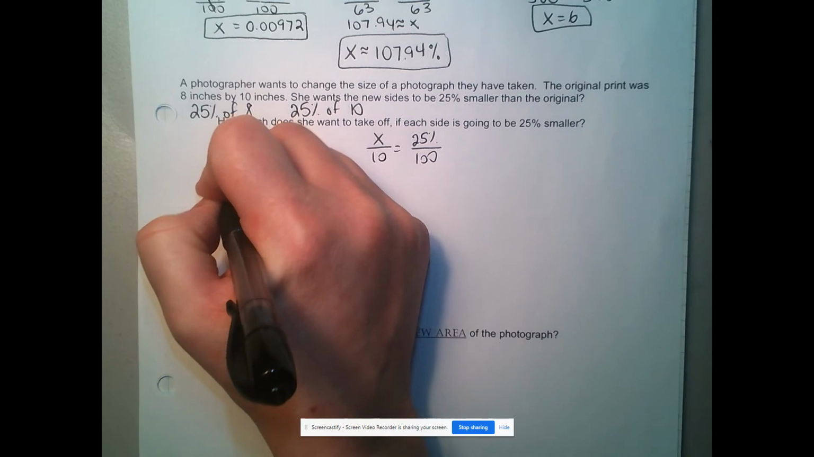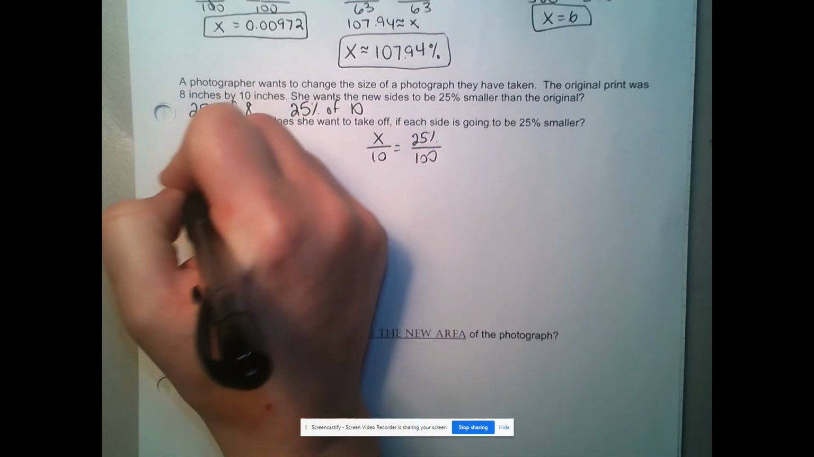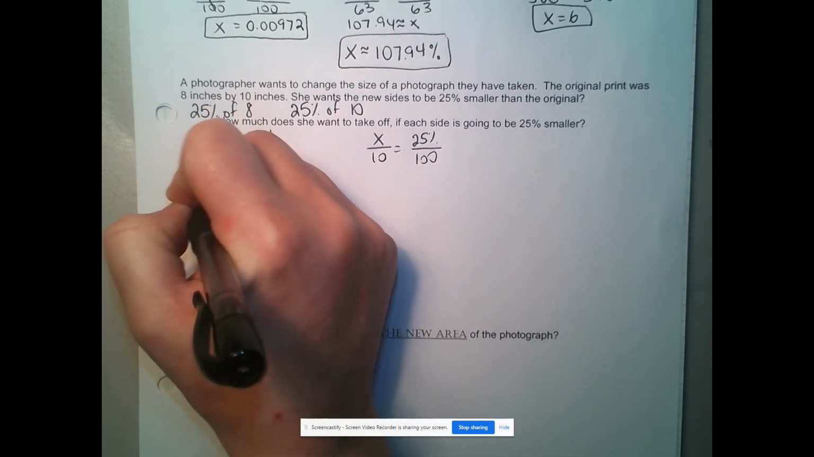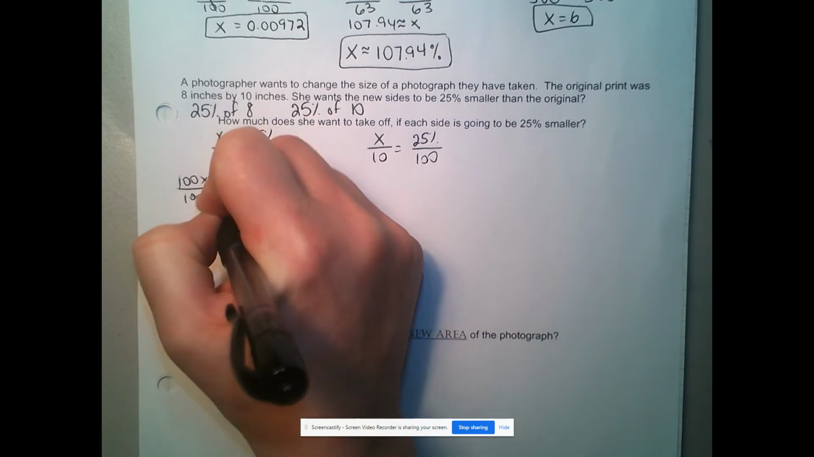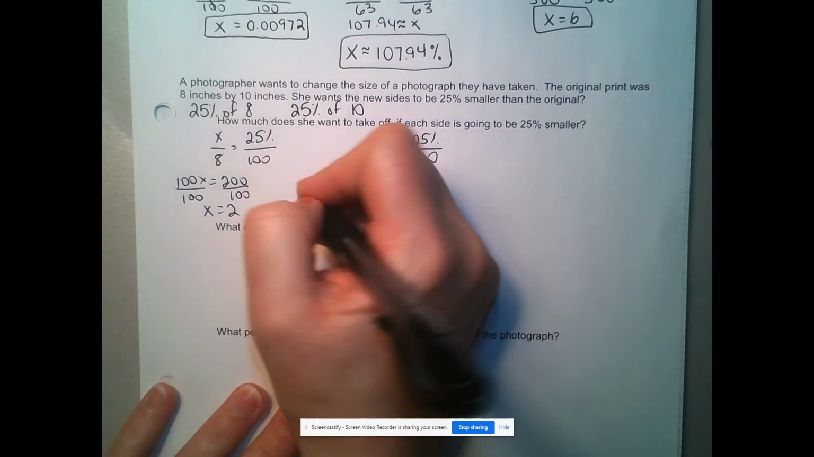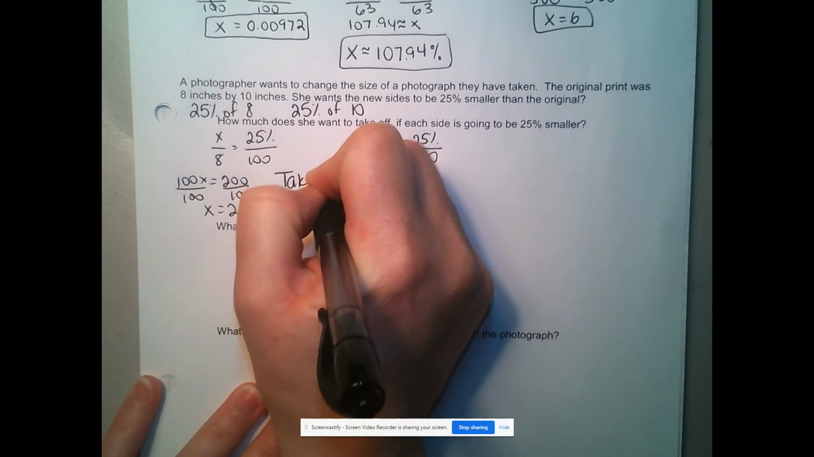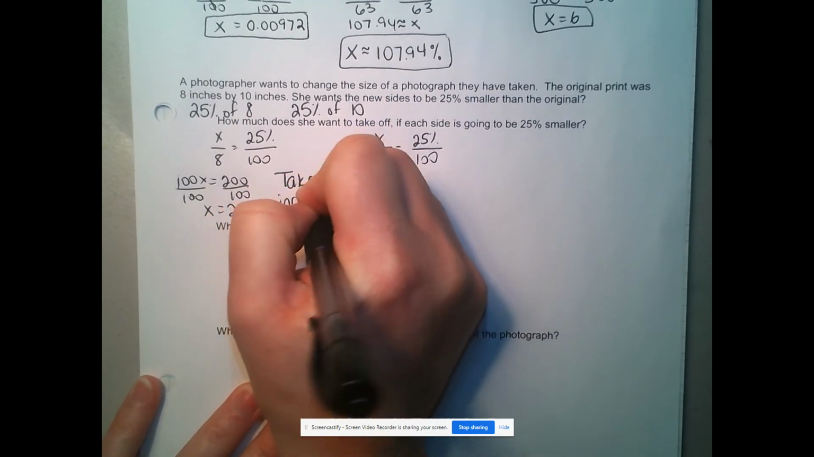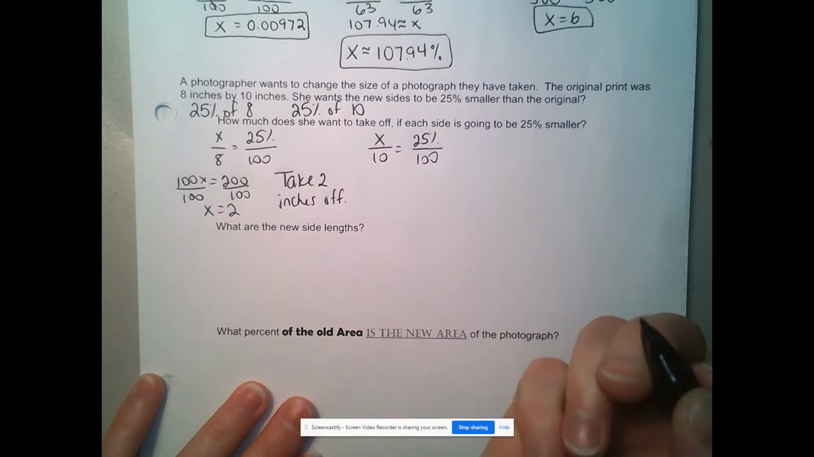That's 200. And x times 100 is 100x. Divide both sides by 100. X equals 2. That means we are taking 2 inches off. Take 2 inches off. Okay, that's our first one.